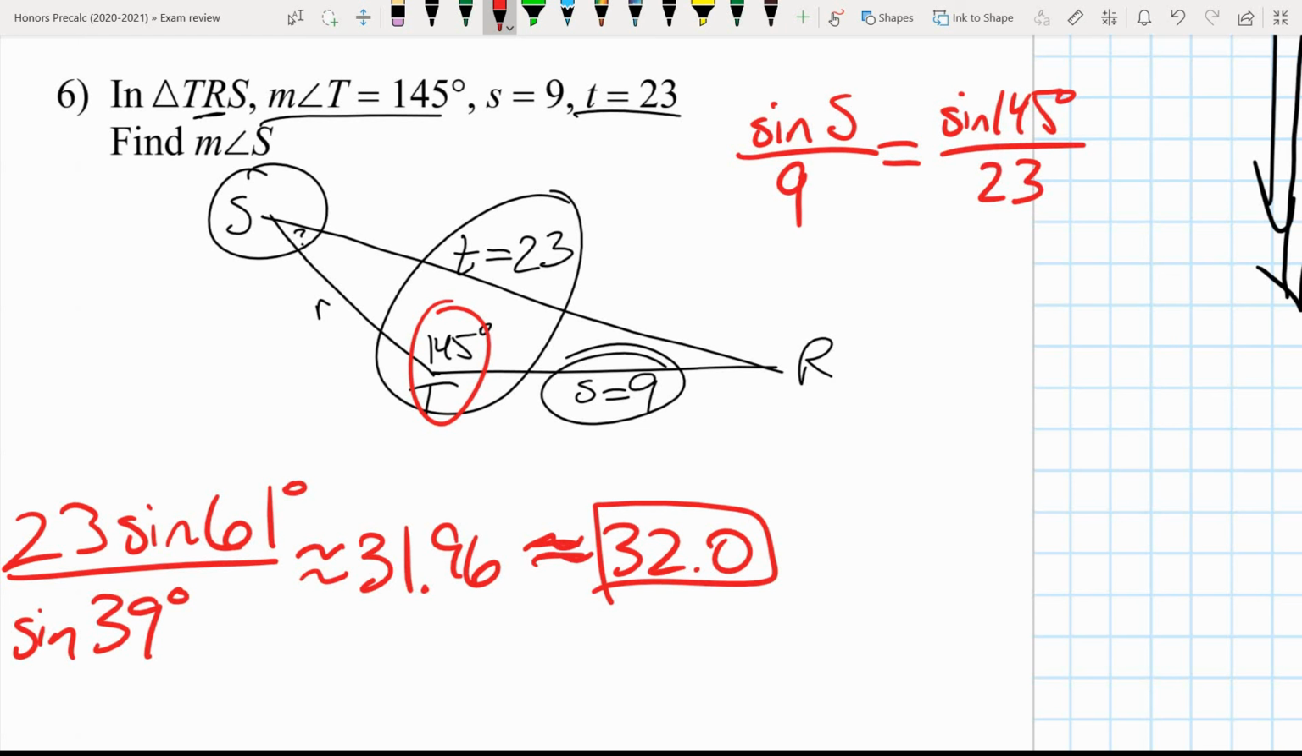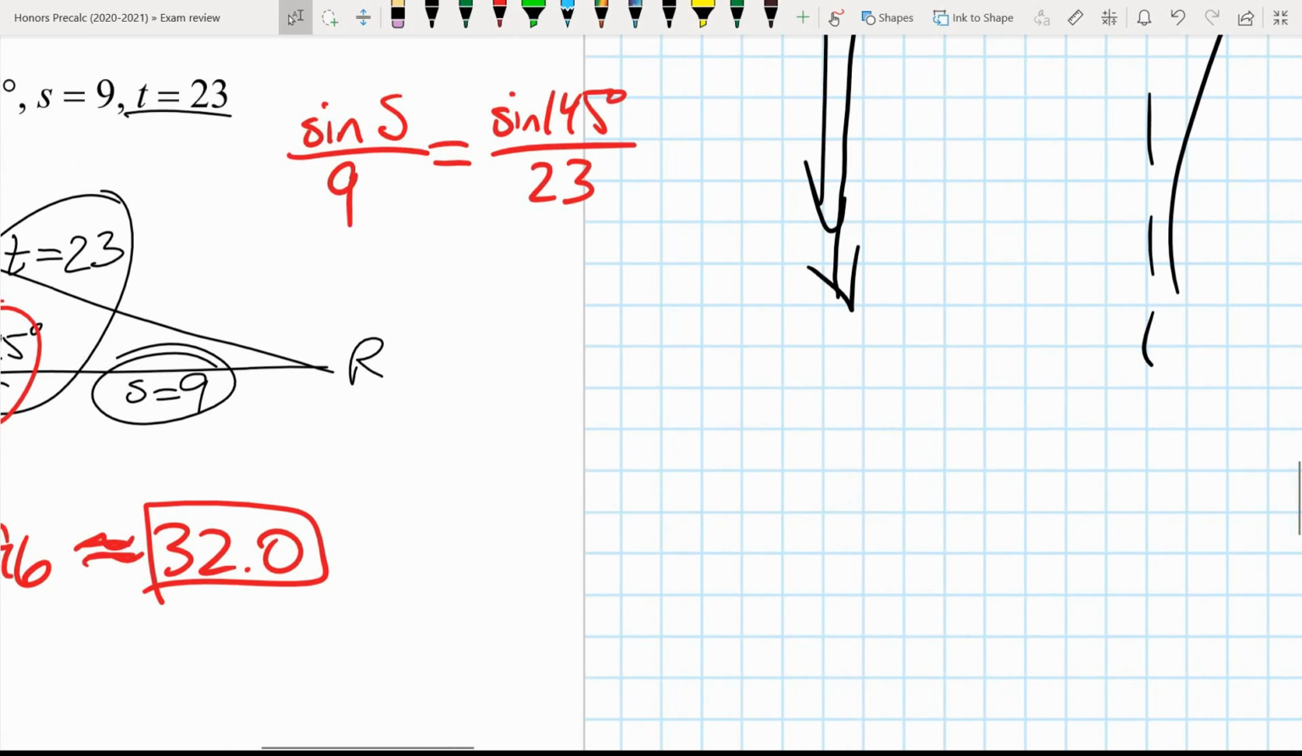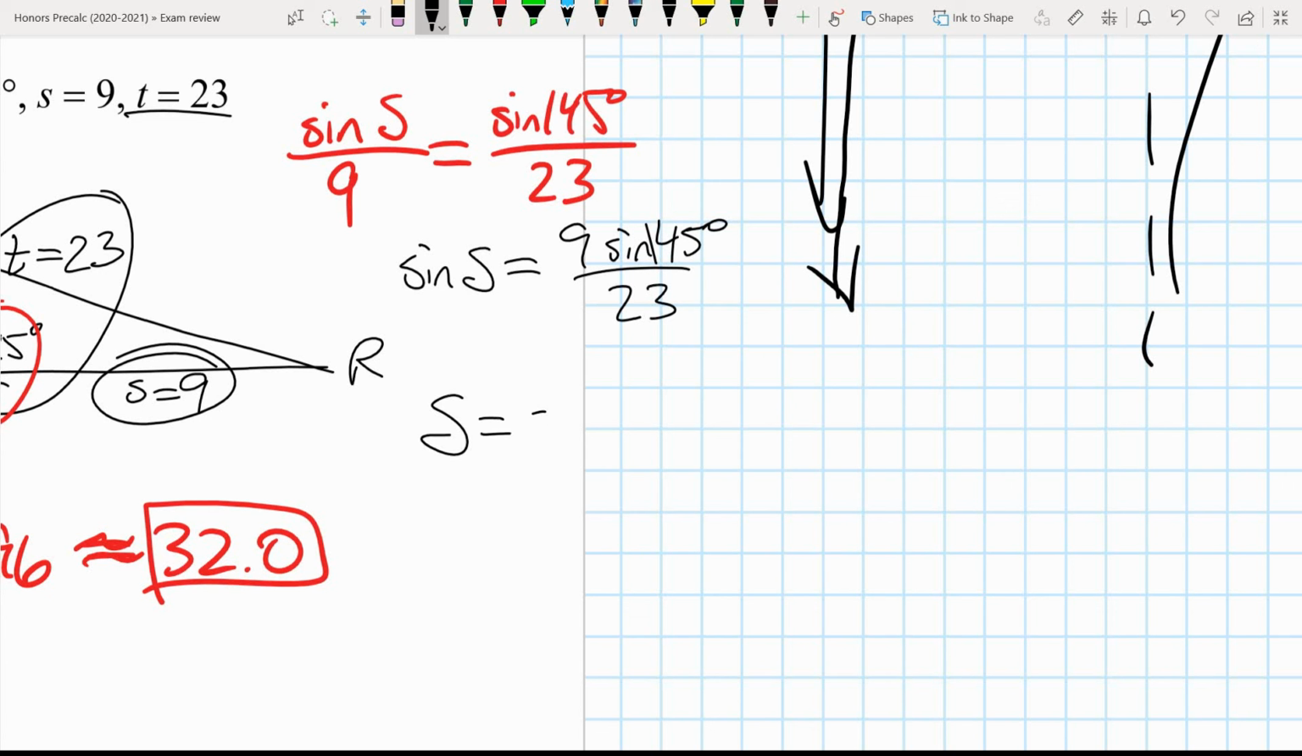And so I just need to solve this equation for s. So I get sine of angle s is equal to 9 sine 145 degrees divided by 23. So that means S is equal to the inverse sine of all that, 9 sine 145 degrees over 23. So you can plug it all into your calculator at once.